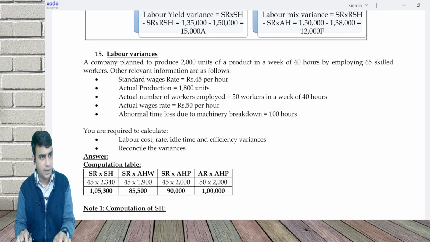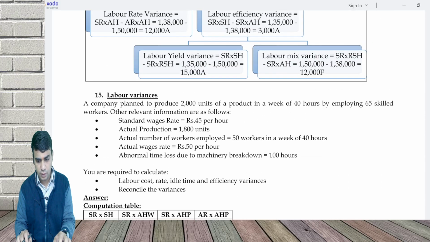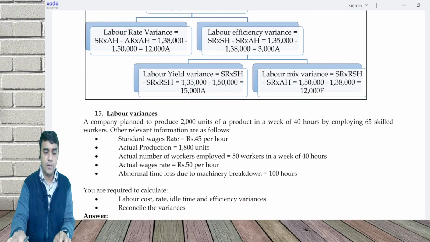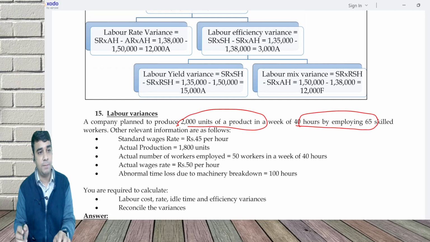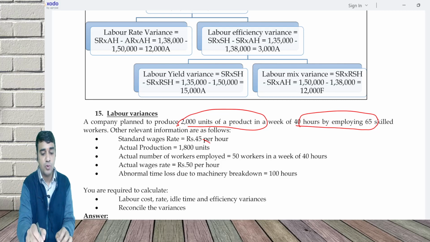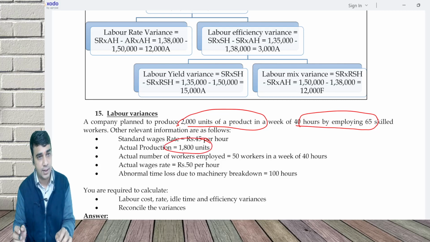15 we did. 15 is homework. A company plans to produce 2000 units of a product by employing 40 hours into 65 people. So the standard equation is very simple. 2000 units is equal to 2600 hours. 1800 units equal to question mark. That will give you the standard time.